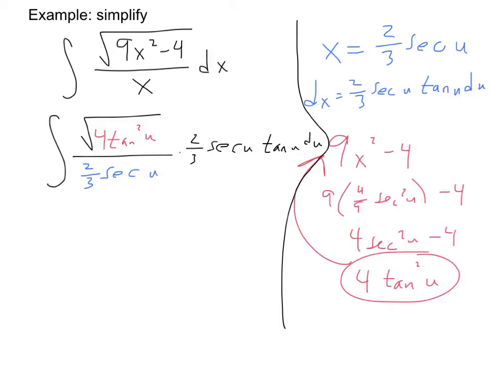First thing I notice is that there's a 2/3 on the top and a 2/3 on the bottom, so these two things will divide out to be 1. The next thing I notice is that there's a secant u on the top and one on the bottom. Those will also divide out to 1. Right? The next thing I notice is that I have the square root of 4 tangent squared. That can just become 2 tangent u. And then finally there's another tangent u and a du, so this is just tangent squared du. So this entire crazy problem, by using this substitution, has dropped down to just this.